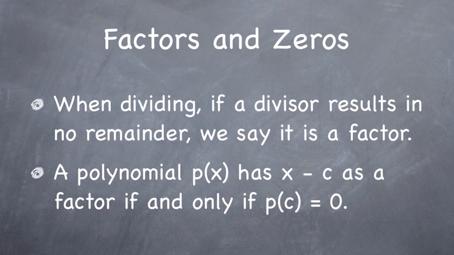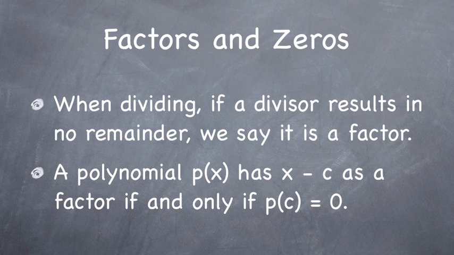If you remember back to just division of integers, whenever we were dividing two numbers and there was no remainder, so if the divisor wound up giving us no remainder in that quotient, we said that the divisor is a factor of the dividend. So when there's no remainder, we say that we have found a factor.